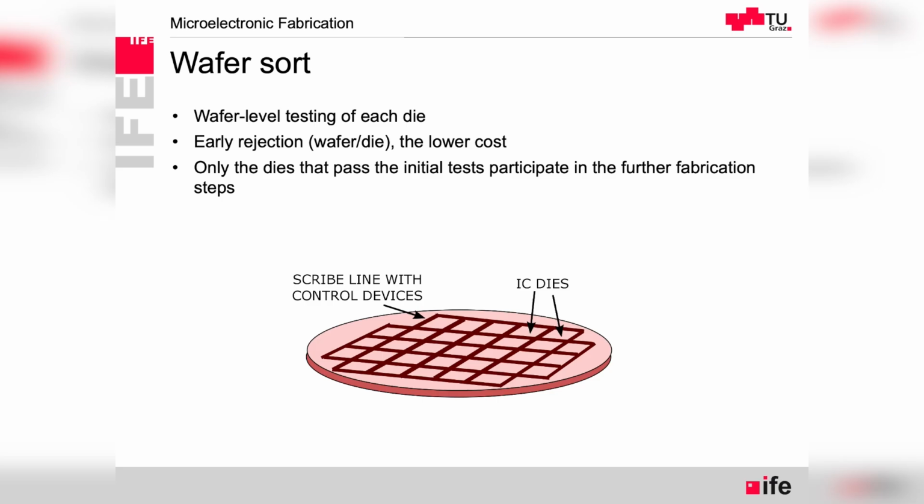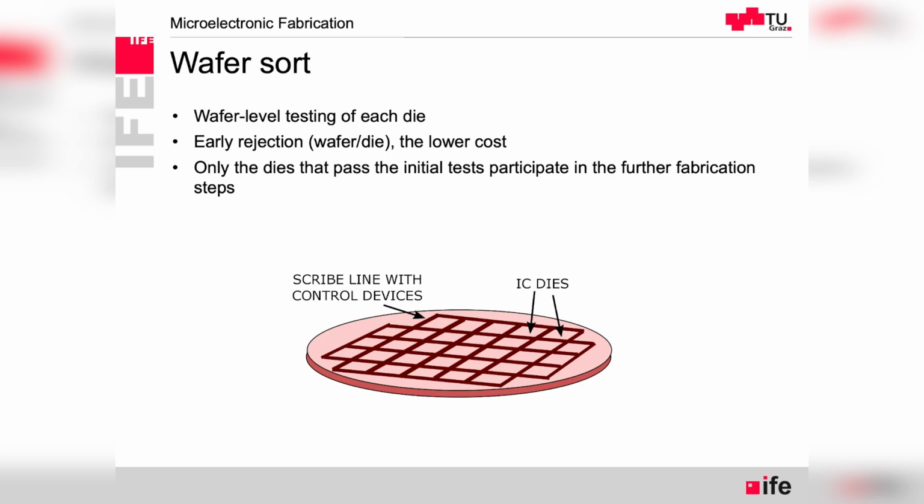And these control devices have been important through the whole processing, because this is how the process is being monitored. Those control devices are being measured after nearly every process step, and then we can tell, is everything still okay? If something went wrong, then we reject the wafer and just don't spend any more effort, costs, and resources on that. So this scribe line has this function throughout the production.